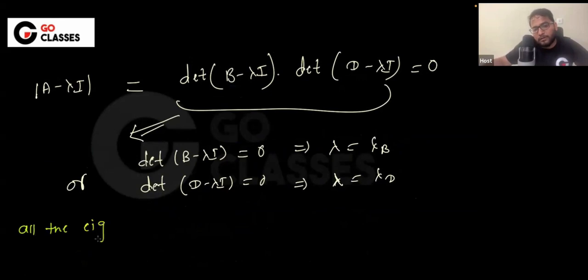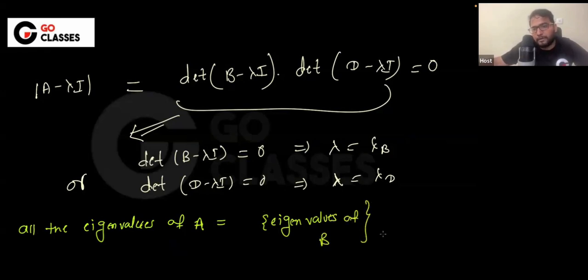All the eigenvalues of A equal the eigenvalues of B union the eigenvalues of D. Understood? Okay. So basically, this is how you can understand this, right?